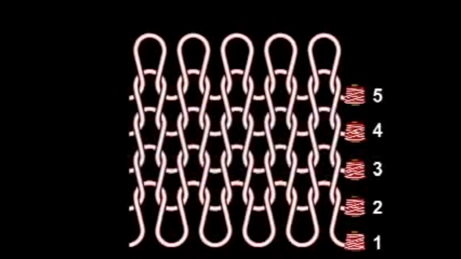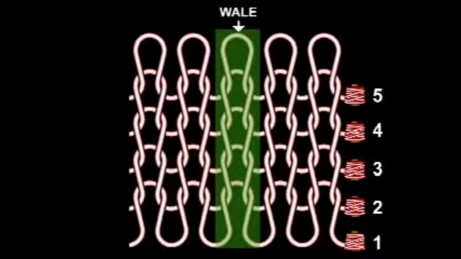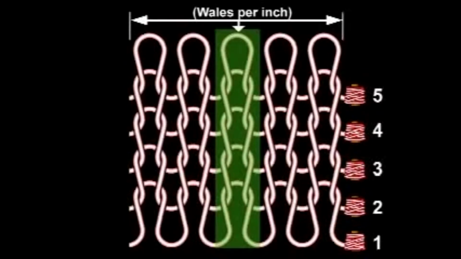The vertical column of loops produced by the same needle knitting at successive knitting cycles is referred to as a wale. The wale count is measured by the number of wales per linear length. In this same drawing, there are 5 wales per inch.